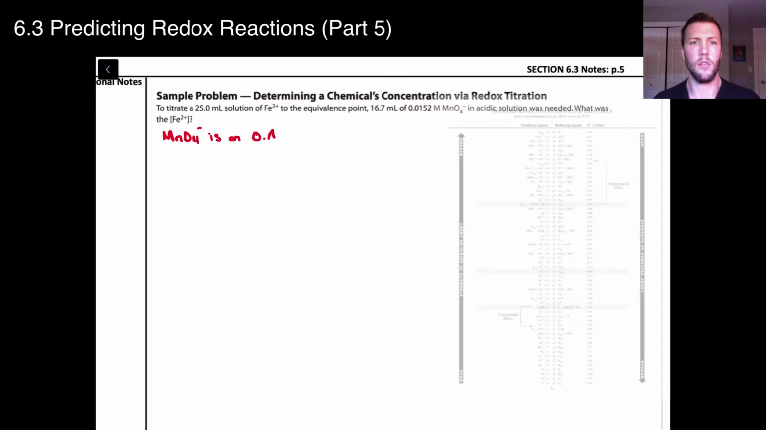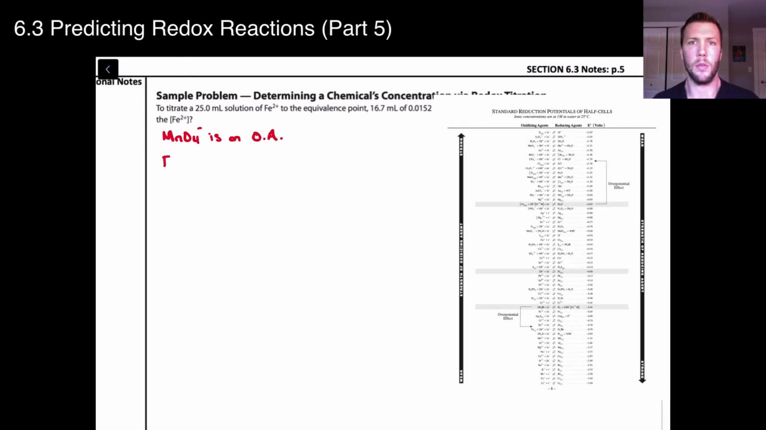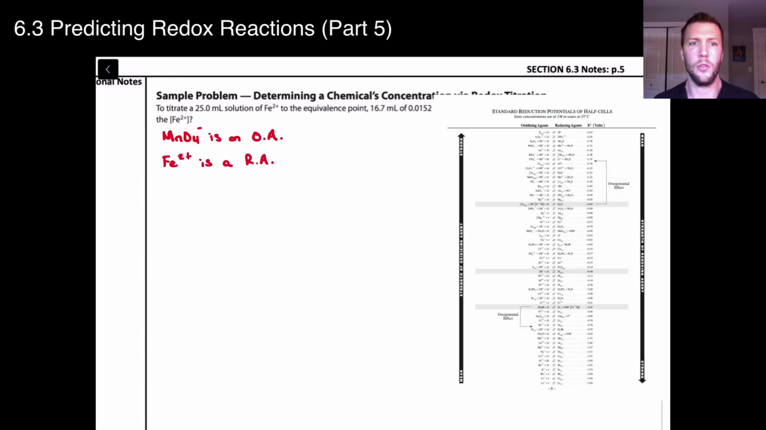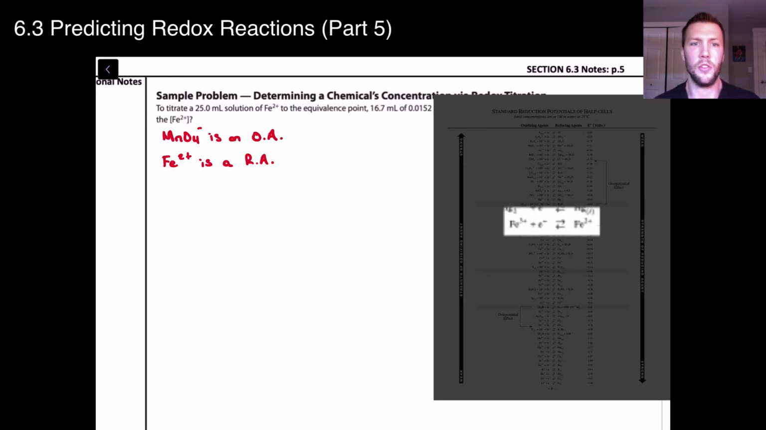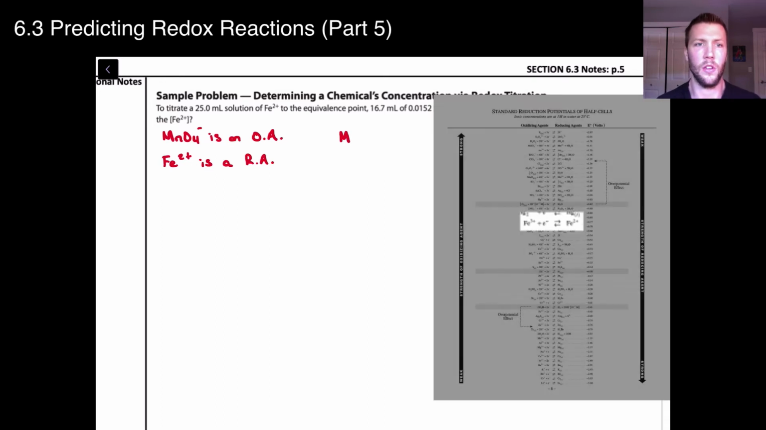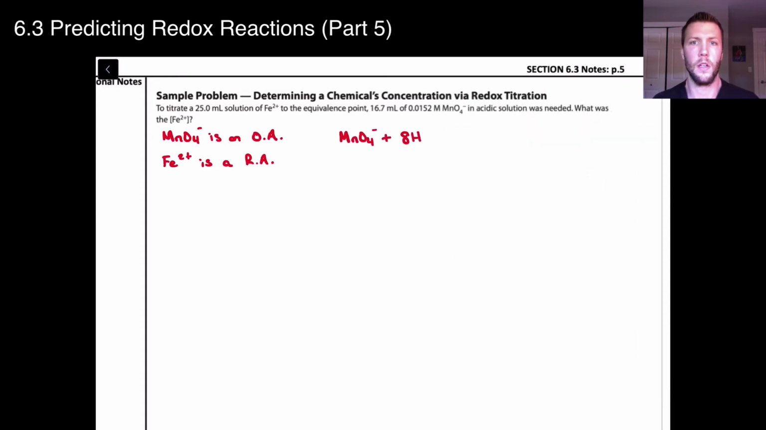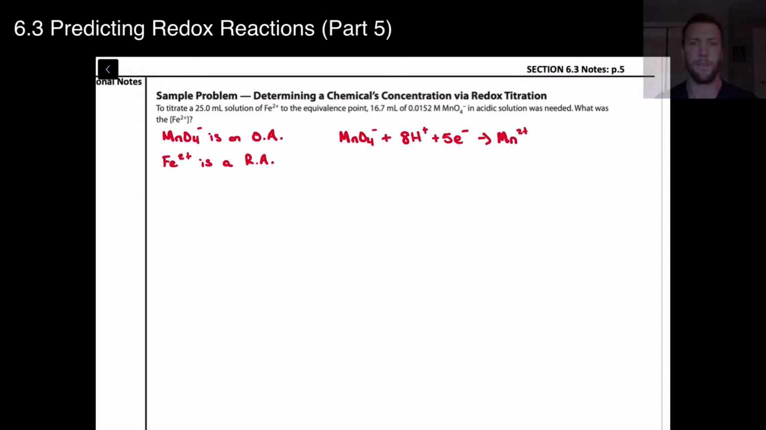So first of all, we want to identify here that our permanganate ion is the oxidizing agent, and our iron 2 ion is the reducing agent. So we find those on the left and right hand side of the SRP tables respectively. Then I'm just going to copy out the half reactions for permanganate ion and iron 2 ion as found in the SRP table.